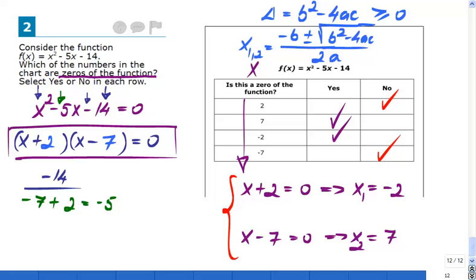Okay, and for the given problem here, a is what? X squared's coefficient, which is 1. b is the first degree term coefficient, which is -5. And c is the last term, the free term, -14. And with these values, you can plug them into the quadratic formula and find x1 and x2.